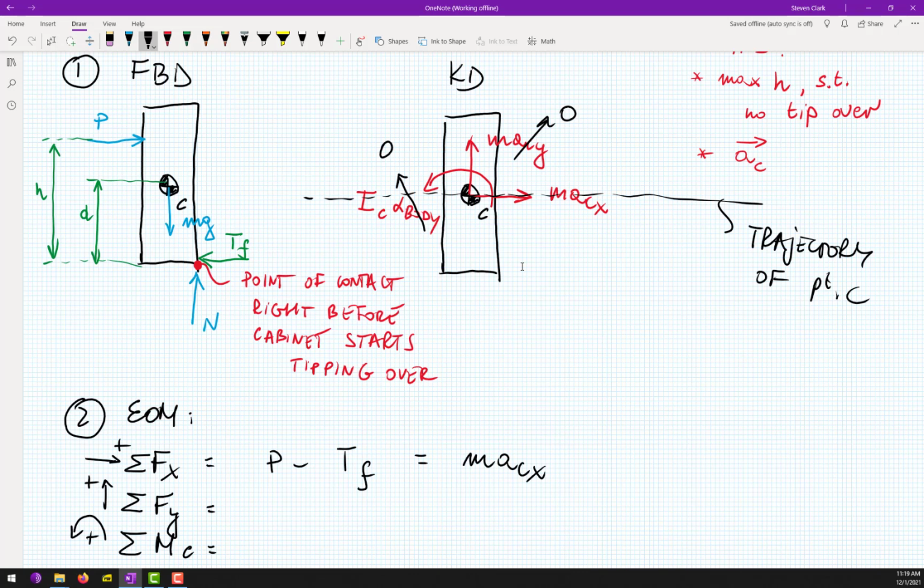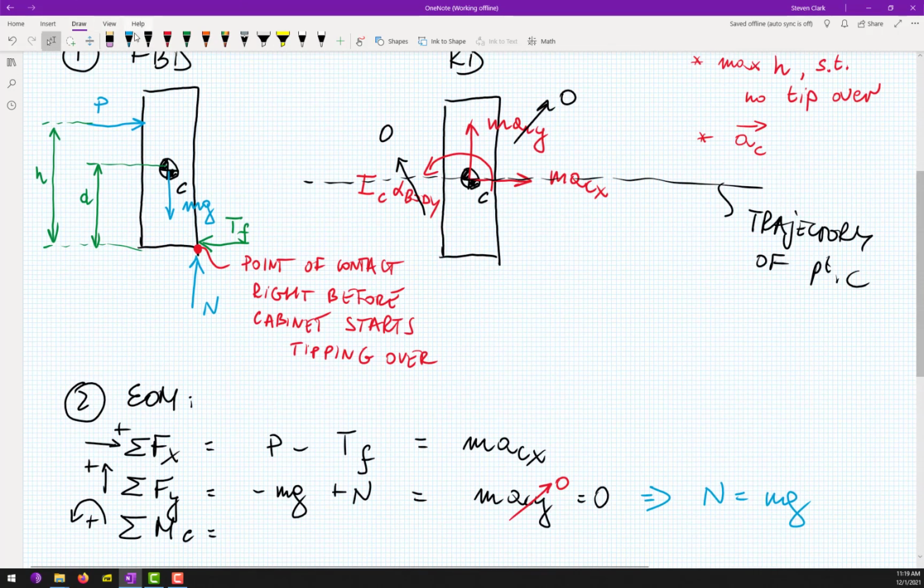Now, the y direction. We have minus mg plus N, and this is equal to m a_Cy. And you told me that this is 0. So we just found the normal force, which means that N is equal to mg. And for the third equation, we have some forces rotating about C. For example, P rotates in a negative fashion, so it will be minus P times this distance, h minus d.